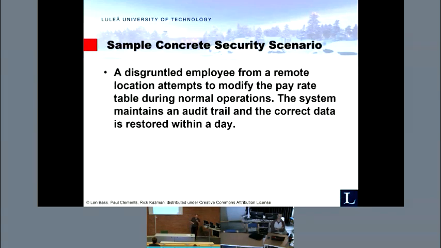So another scenario: a disgruntled employee from a remote location attempts to modify the pay rates table during normal operations. The system maintains an audit trail, and the correct data is restored within a day, etc. So that might be a way to handle things. I have some other examples later on. We'll cover those when it gets to the tactics part.